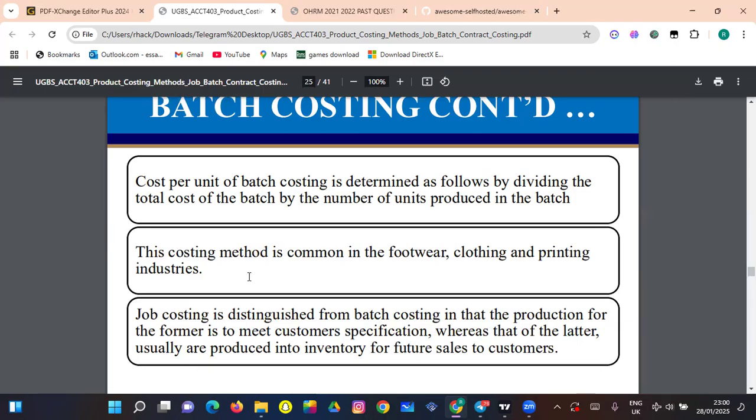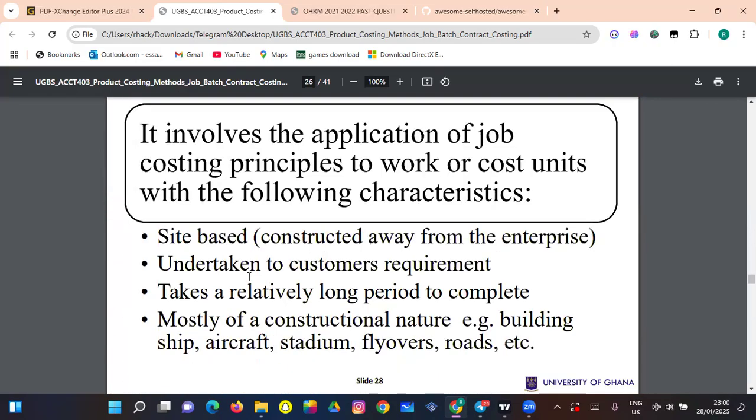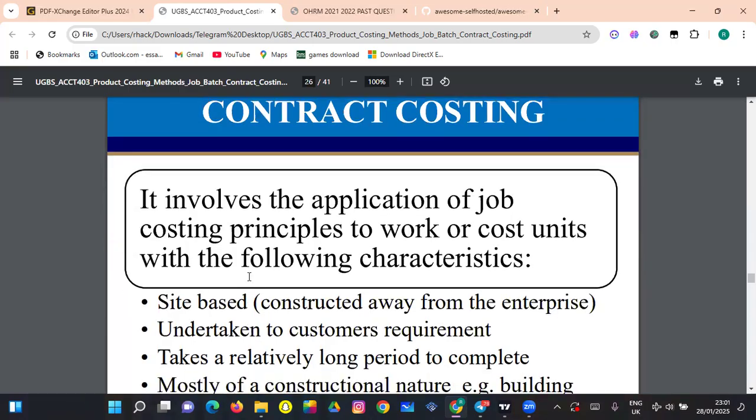So where let's say a footwear or clothing industry receives a contract from a school, right, to produce a particular number of items of the same size, the same quantity, the same quality and so on, that's when they apply the batch costing method. So it's the same thing as the other one. So we move on to contract costing.